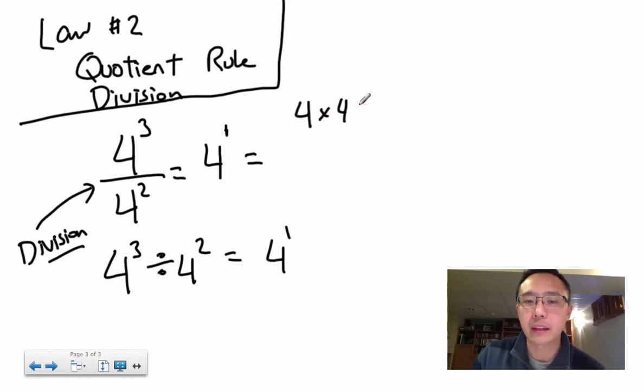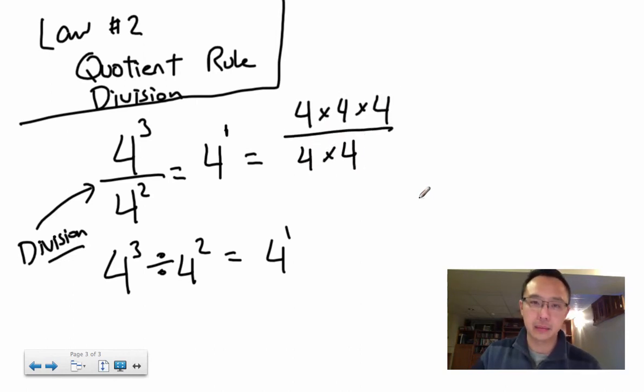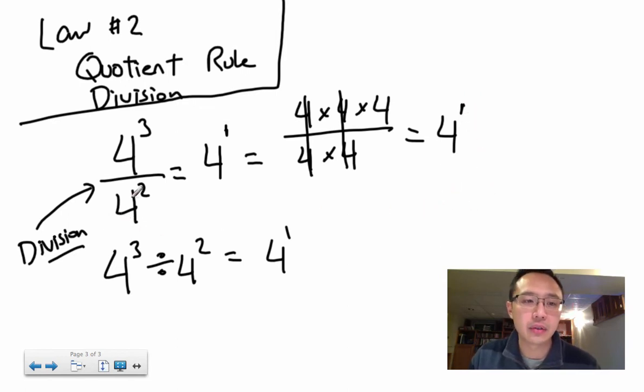4 times 4 times 4, that's the top. Divide by 4 times 4 at the bottom. That's expanded form. Well, anytime you're dividing by the same number, 4 divided by 4, that's 1, so that cancels and cancels. What do you have left? Just 4, which is invisible 1. That's what happens with division or the quotient rule. So this one, it's easier to follow than the multiplication rule, because you know it has to be dividing. If it's adding, you won't get confused with the multiplying.